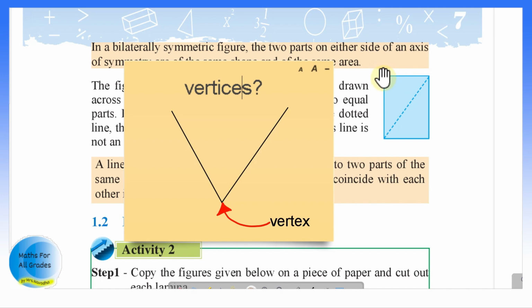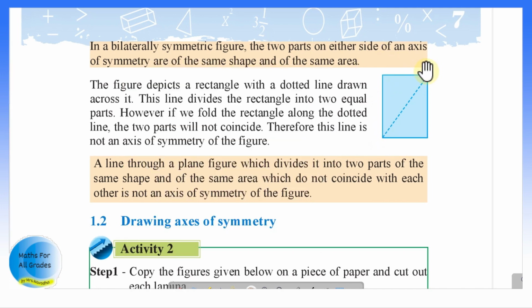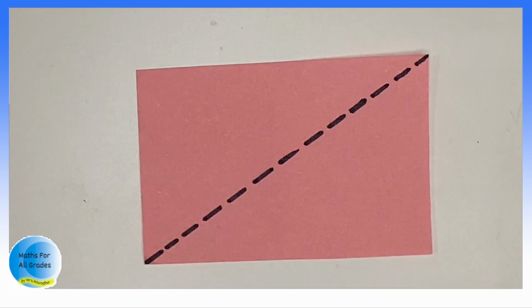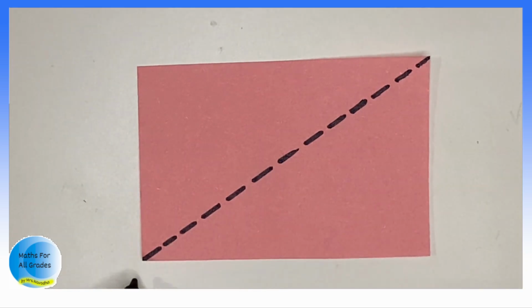So, for a rectangle, you can see there are four corner points: 1, 2, 3, and 4. So, how many vertices for the rectangle? There are four vertices for the rectangle. Okay, now let's get back to this dotted line. What do you think will happen when we fold this figure along this dotted line? Will the sides coincide? Let's figure it out. I'm going to fold along this dotted line. Let's see what happens here.